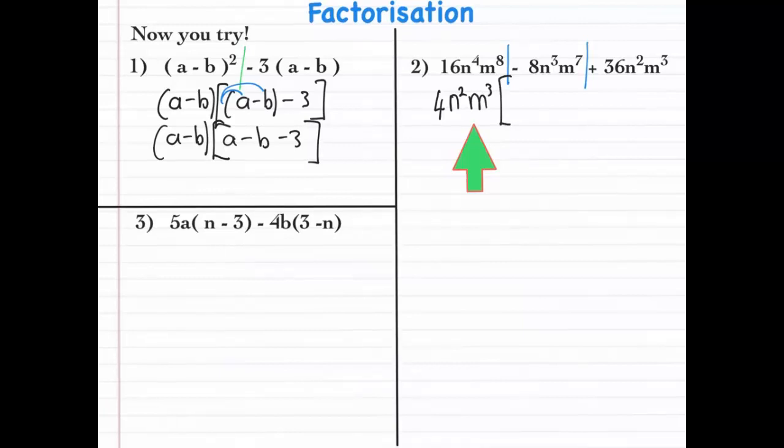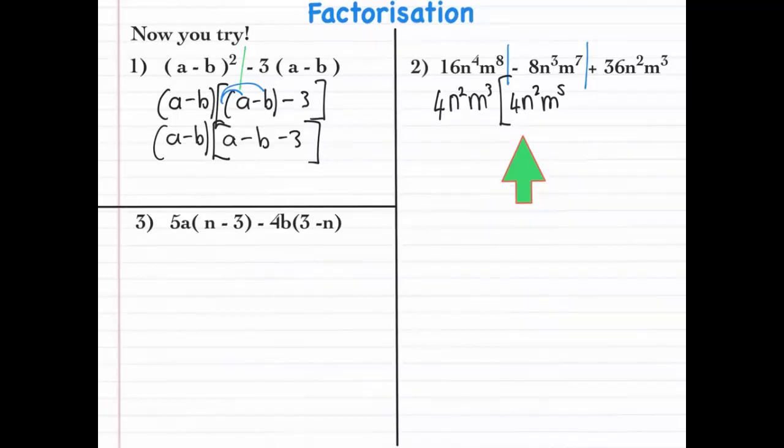And then, here we go. How about we take this term and we divide it with the highest common factor. So 16 n to the power of 4, m to the power of 8 divided by this. It will give me 4 n to the power of 2, m to the power of 5.